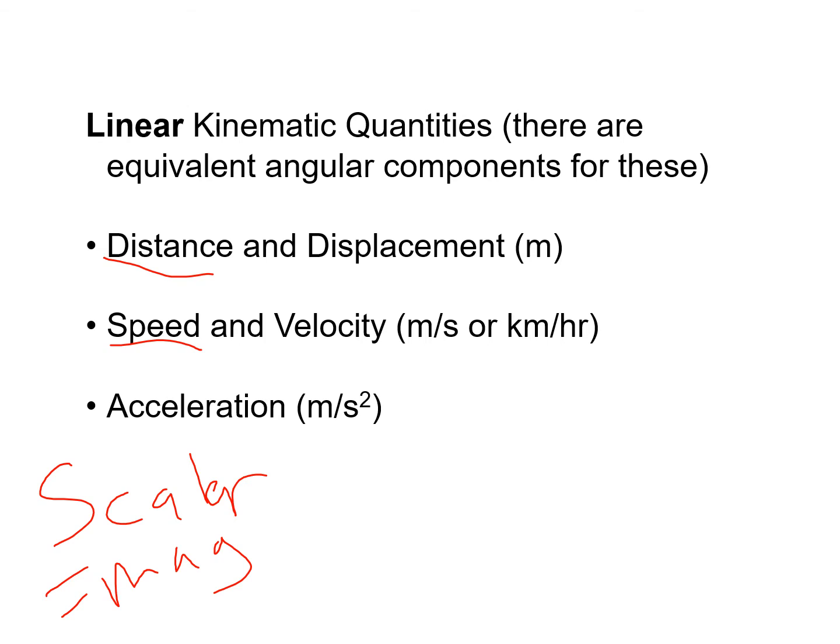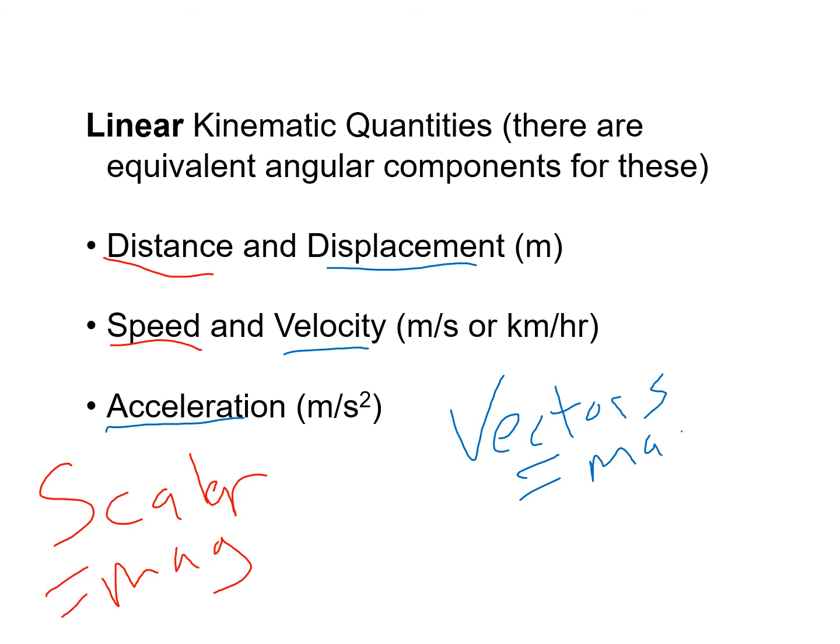These other 3 right here are what are considered vectors. Vectors have both a magnitude and a direction. What that means is they share a magnitude like within scalars, but they also are dependent on the direction of a system.